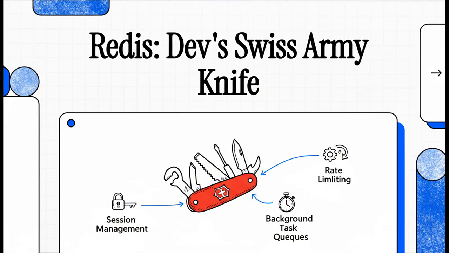All right, let's dive into a tool that tons of developers have in their back pocket, but maybe don't always use to its full potential, Redis. You probably know it as a wicked fast cache, right? But it is so much more than that. It's a problem-solving machine, a true Swiss Army knife for building modern applications. So let's open it up and see what kind of tools we've got inside.